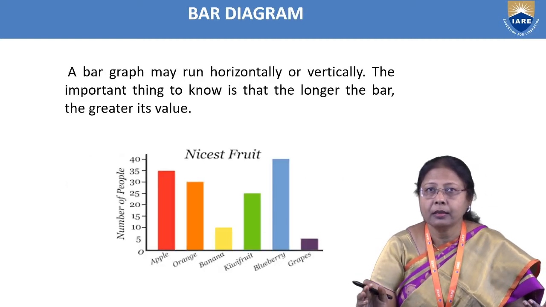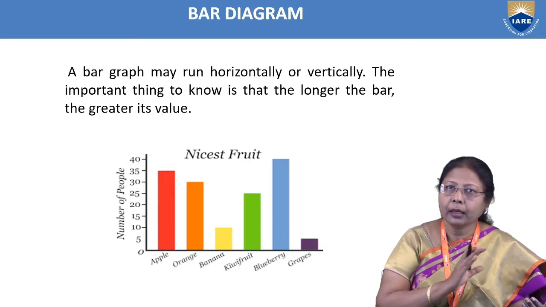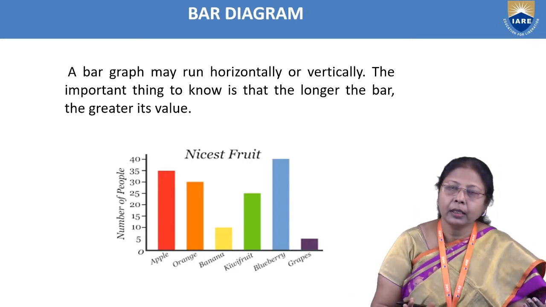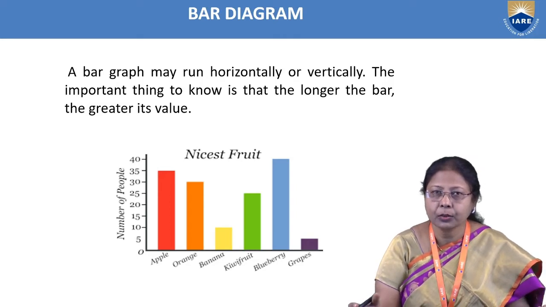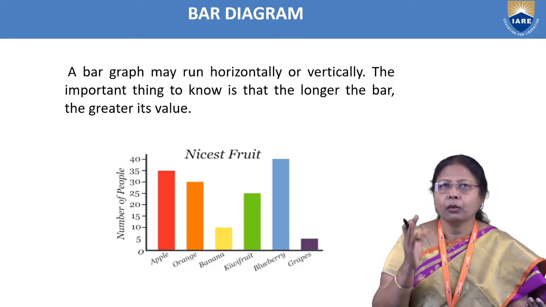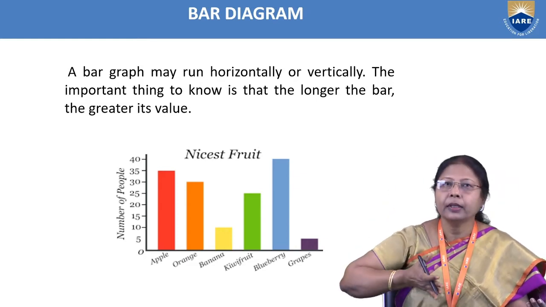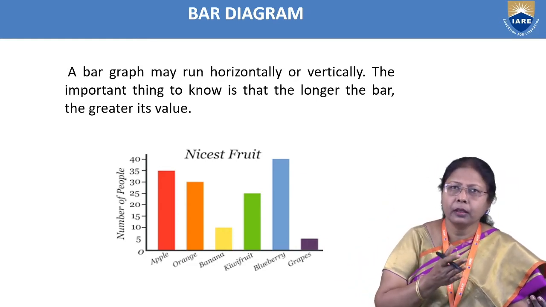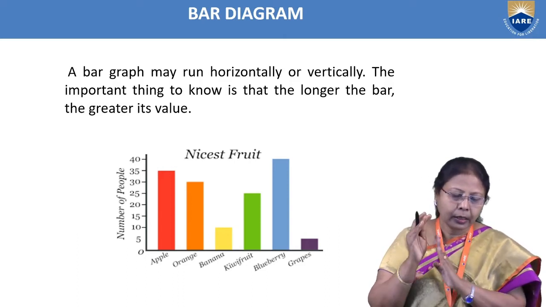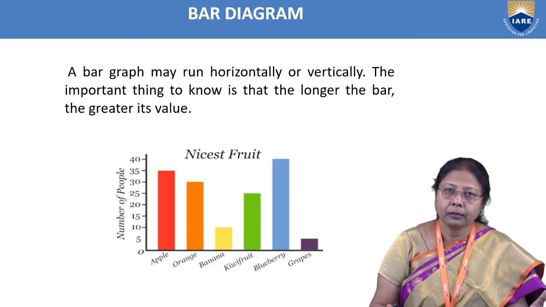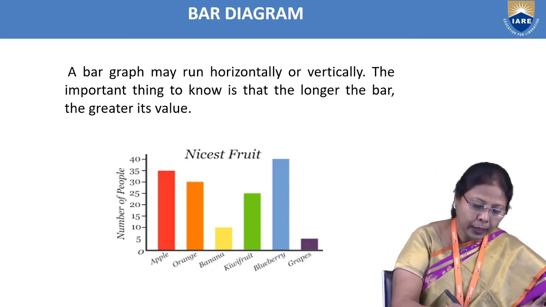And the next one is the bar diagram. A bar graph or diagram may run horizontally or vertically. As maths, chemistry and physics students know very well how to draw a bar graph. They may be horizontal or vertical. And a very important thing to know is, the longer the bar, the greater the value, as we know. So we divide them into x-axis and y-axis.